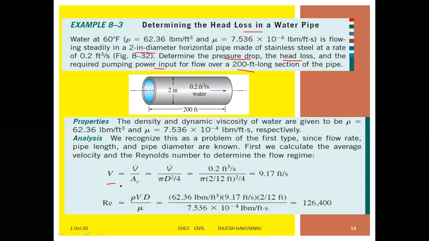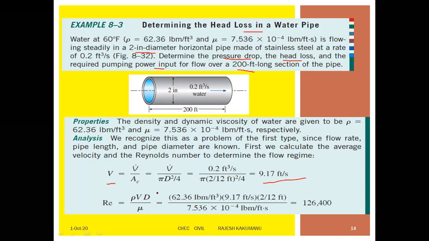V is equal to flow rate by area. So flow rate divided by what is the area? Pi d square by 4. So what is the flow rate? 0.2 divided by pi into, what is D? 2 inches, he said. 2 inches, converting into feet, is 2 by 12 feet, right? So 2 by 12 feet whole square divided by 4. So that is equal to 9.17 feet per second.